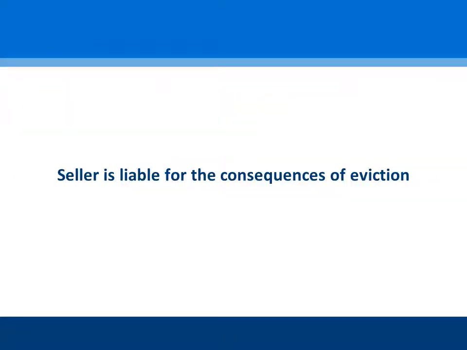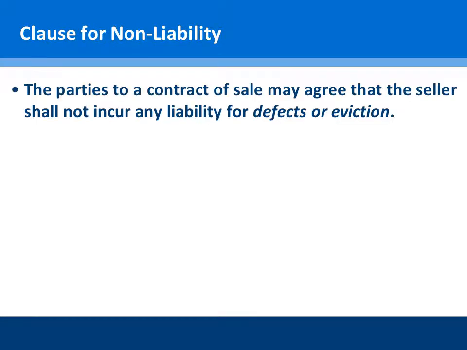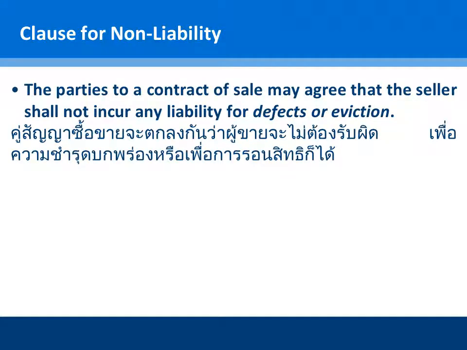The seller is liable for the consequences of eviction. This means I need to give you the money back plus interest and damages. However, I may put in the contract some clauses for non-liability. This means that I may write in the contract that I will not be liable in case of defects or eviction. This is why if you are the buyer, you need to be very careful about these clauses that the contract may contain. Also, it must be pointed out that these clauses do not exempt the seller from the repayment of the price unless the non-liability clause specifies otherwise.